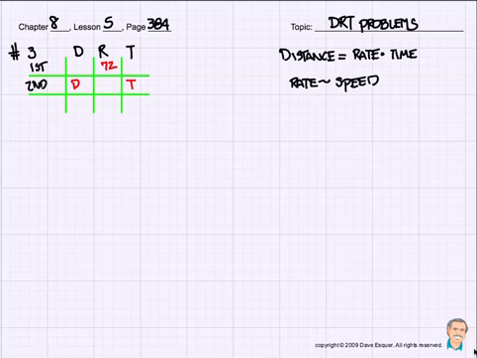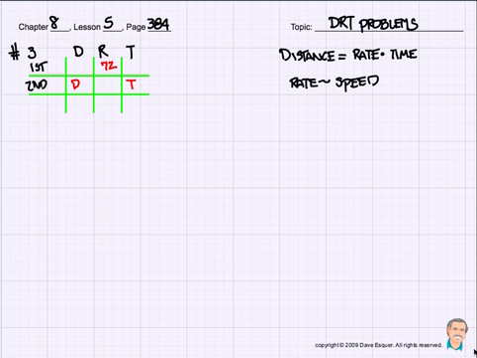Okay, here we go. Chapter 8, Lesson 5 on page 384. We finally hit those problems called dirt. Distance is equal to the rate times the time. These will be tough for some students, but if we go slow and make some tables and understand what the words are telling us, we can usually come up with a solution. Don't sweat it. We'll go slow.